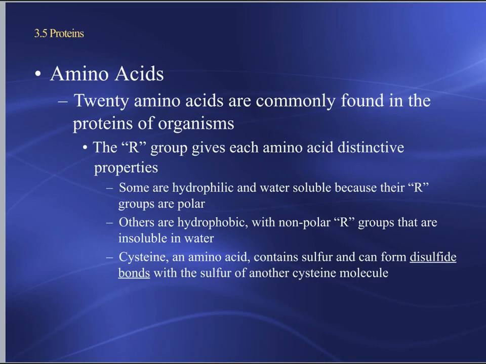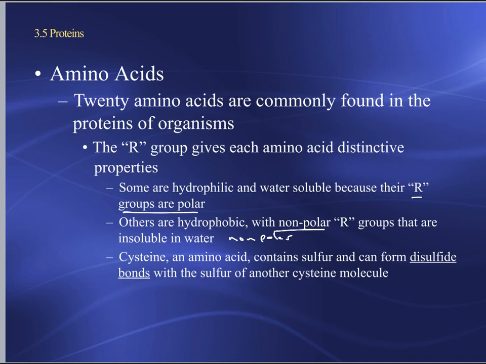So there are 20 amino acids commonly found in the proteins of organisms. And it's pretty cool because we'll find out later on that that is universal, the way that these things are coded. The R group gives each amino acid distinctive properties. That's what we were just saying on the previous slide. Some are hydrophilic and water soluble because their R groups are polar. So that one part of the chain is going to be polar. Others are hydrophobic, which means they're going to be non-polar. Non-polar R groups make it hydrophobic.